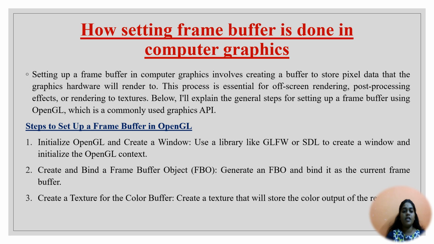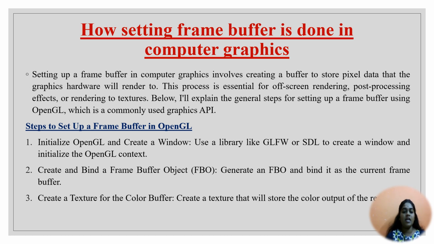Setting up a frame buffer in computer graphics involves creating a buffer to store pixel data that the graphics hardware will render to. This process is essential for off-screen rendering, post-processing effects, or rendering to textures. Below, I'll explain the general steps for setting up a frame buffer using OpenGL, which is a commonly used graphics API. Steps to set up a frame buffer in OpenGL.